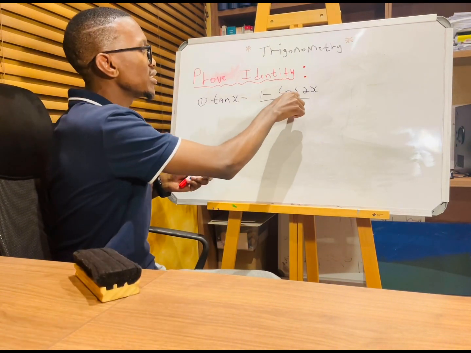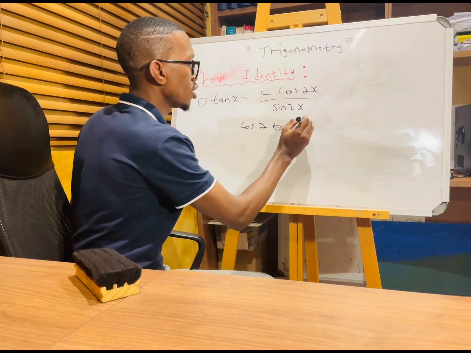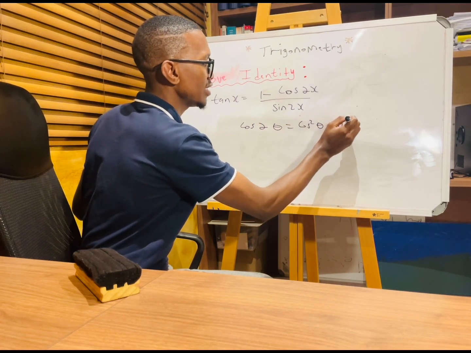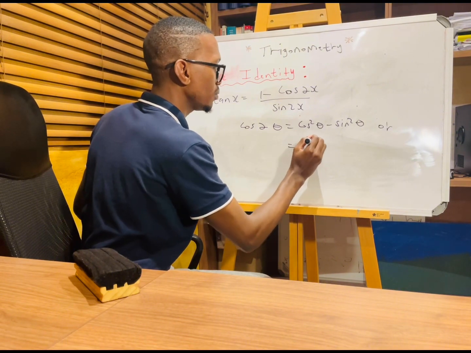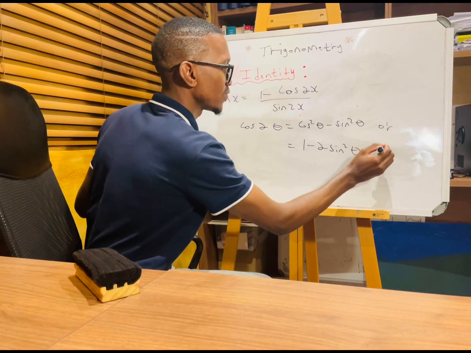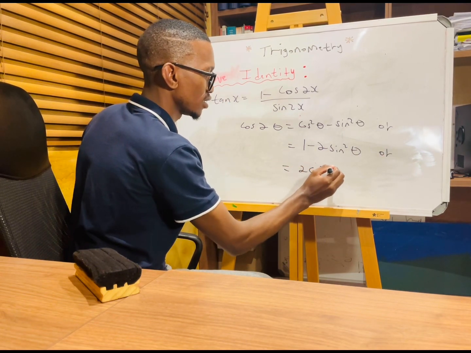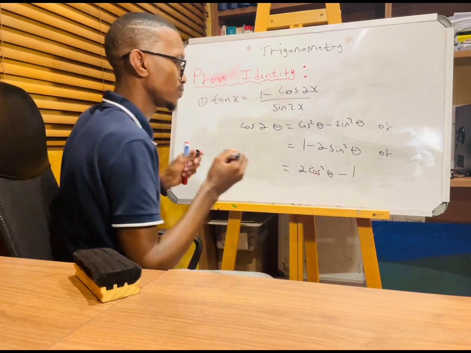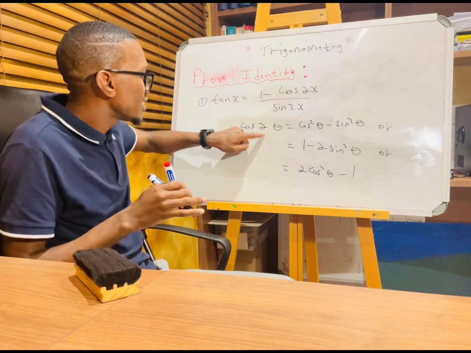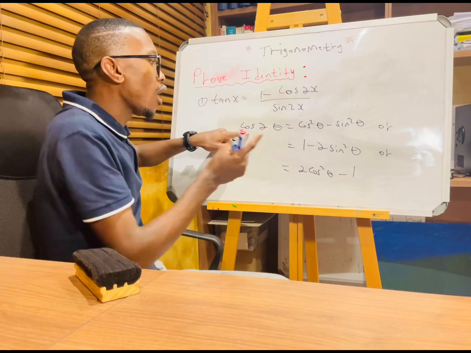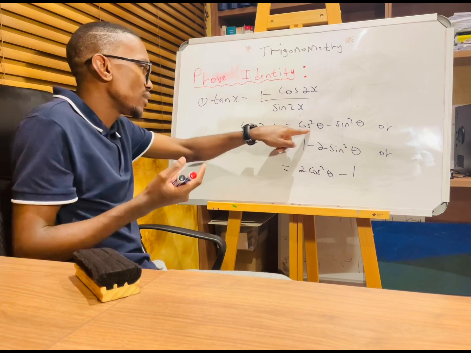Now, you look at this one, it is the double angle of cos. Cos 2 theta equals cos squared theta minus sine squared theta. Or this one, 1 minus 2 sine squared theta. Or it can also be equal to 2 cos squared theta minus 1. So guys, if you see the double angle cos 2 theta, just know that this thing is the same as this one. Or you can rewrite this one as this one. Or you can write this thing as the same as this one.